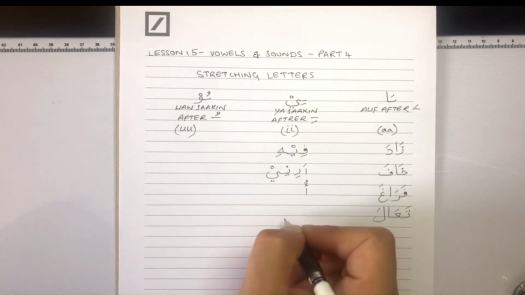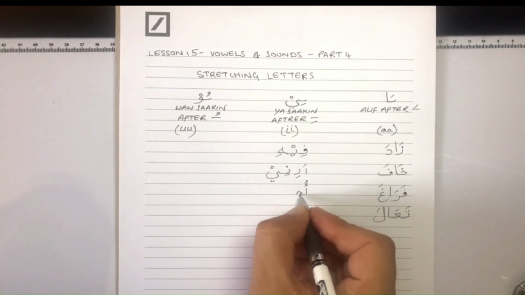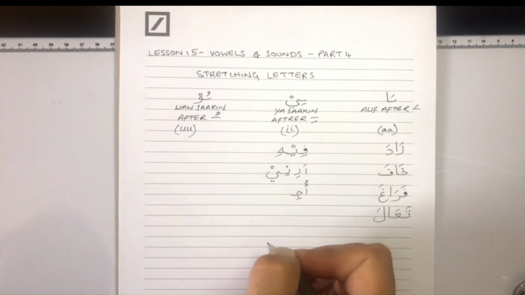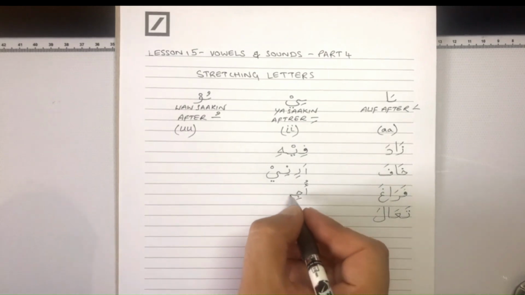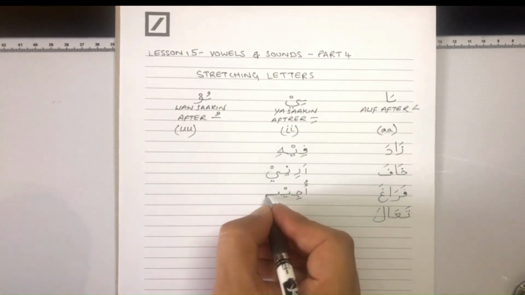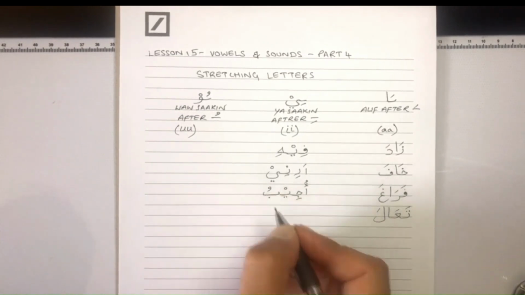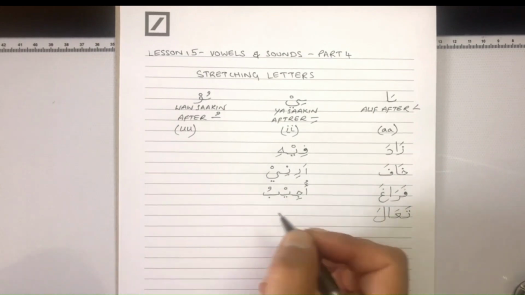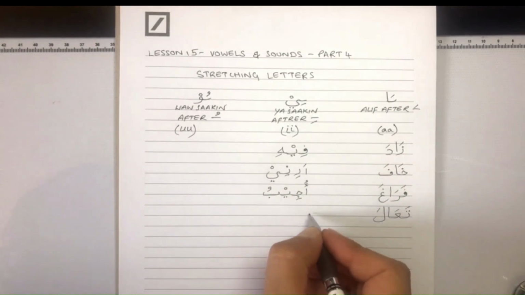Another hamza, this time with the dhamma, so it's u. Jim with the kasra on it, ji, uji. But now a ya sakin is going to appear, so we're going to say uji. Ba with the dhamma on it, bu, ujibu. So the ya sakin stretched the kasra sound.